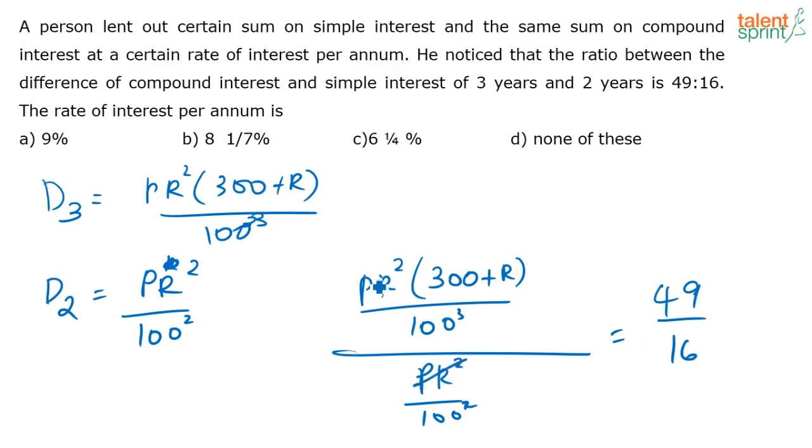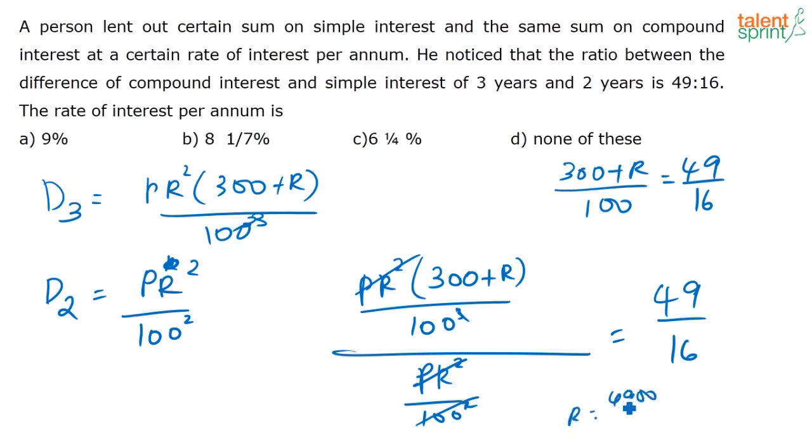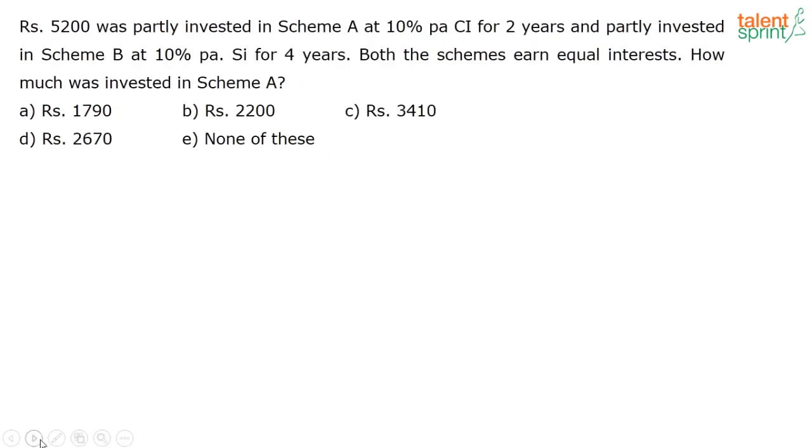So you can immediately cancel these two, 100 squared, and this will go. So (300 plus R) divided by 100 is equal to 49/16. So when you solve this, you get (300 plus R) into 16 is equal to 4900, or R is equal to 4900 divided by 16 minus 300, or that is 100/16, or you can say R is equal to 6 1/4%. Correct? Everybody is getting the answer as C? Excellent. 6 1/4 is the answer. Let's move on to the next question.